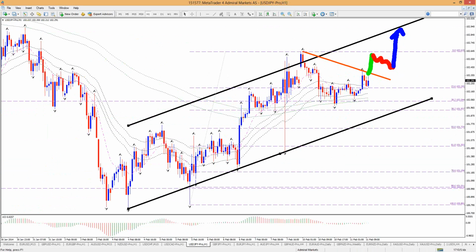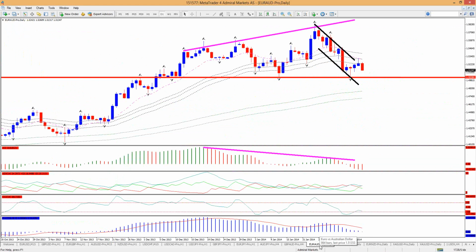Otherwise, I'm a bit hesitant to take this break because the flat moving averages could mean that the break could turn into a wick and we see price move back. We see a false break and then a move back to support and then a move up. So I want a bit more confirmation on the dollar yen. The euro Aussie is also in a downtrend, just like the pound Aussie. So there's some Aussie strength against the euro and pound as well.